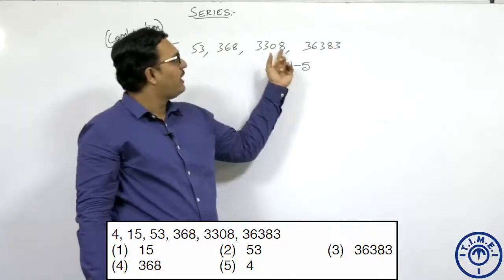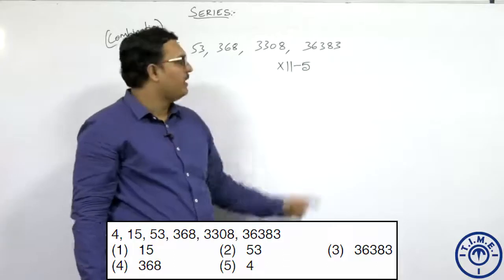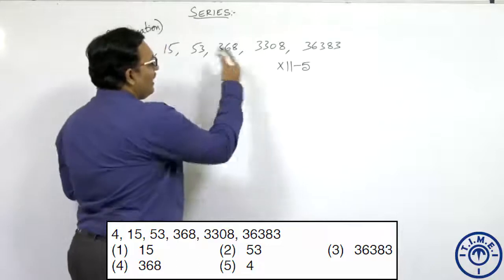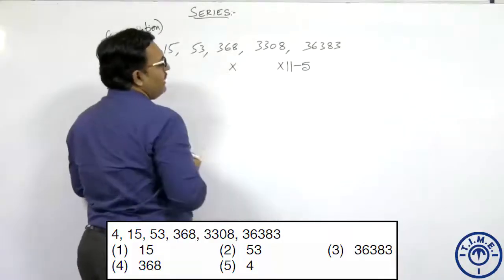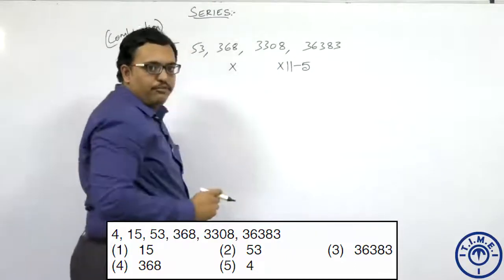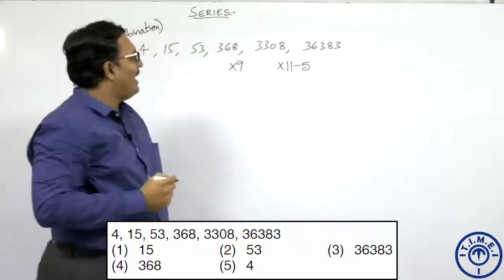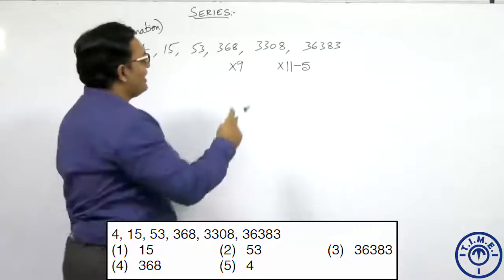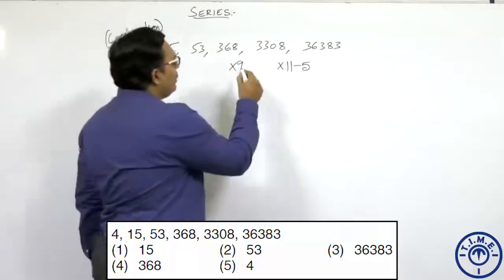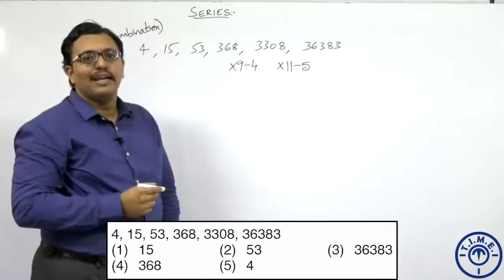So 3308 into 11, you get 36,388, then minus 5, you are going to get this particular number. Then again, earlier like this. Now again, this is 3308 into 11 minus 5, we got this particular number. Now similarly, if I take this 368 into 9, you are going to get 3312. 3312 minus 4, you are going to get 3308.